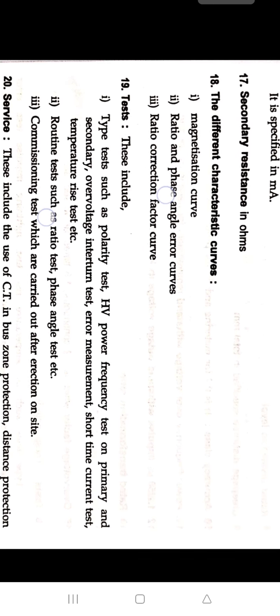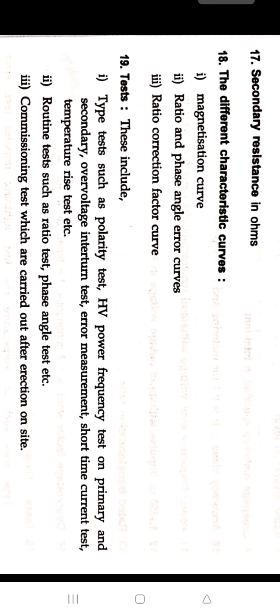Tests include type tests such as polarity test, high voltage power frequency test on primary and secondary, overvoltage interturn test, error measurement, short time current test, temperature rise test, etc. Second one is routine tests such as ratio test and phase angle test. Third one is commissioning test, which is carried out after erection on site. These are the specifications of current transformer.